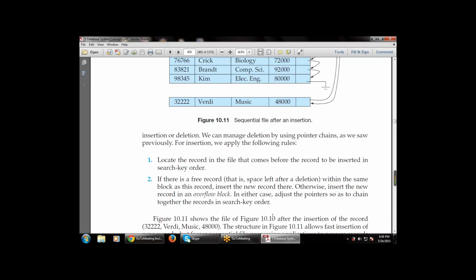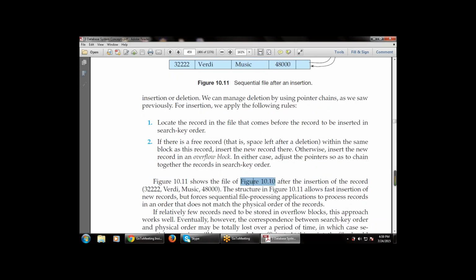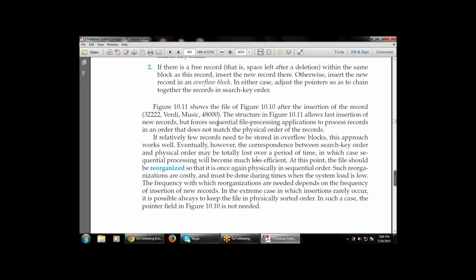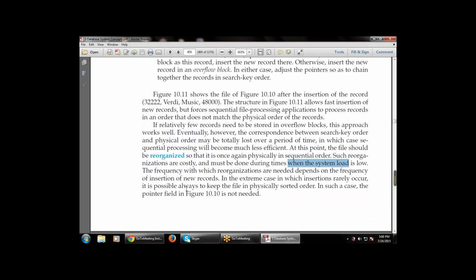Figure 10.11 shows the file of Figure 10.10 after the insertion of the record. The structure in Figure 10.11 allows fast insertion of new records but forces sequential file processing applications to process the records in an order that does not match the physical order of the records. At this point, the file should be reorganized so that it is once again physically in sequential order. Such reorganizations are costly and must be done when the system load is low.